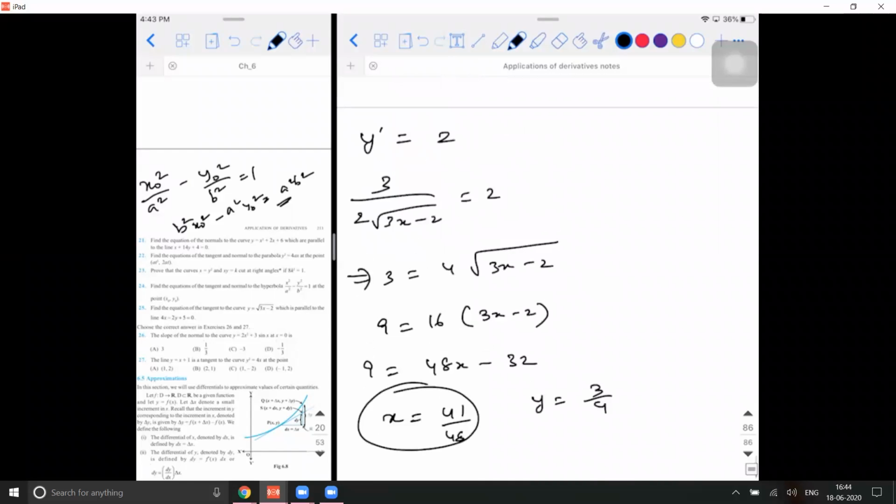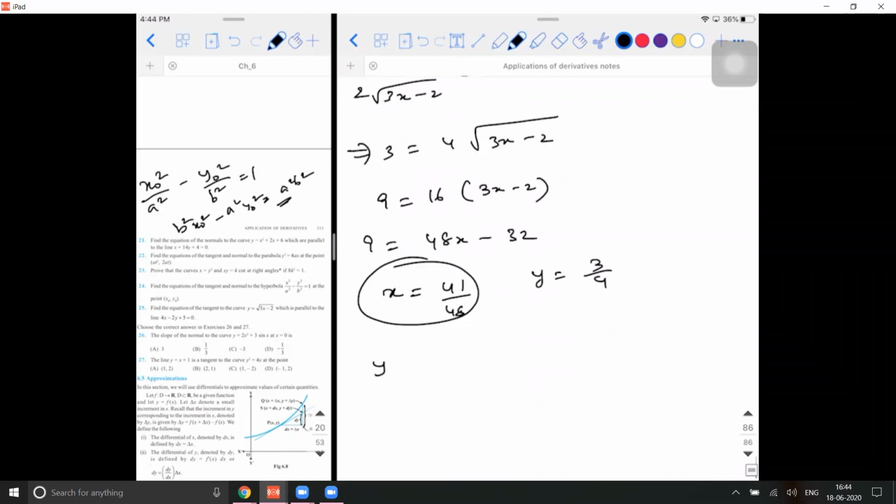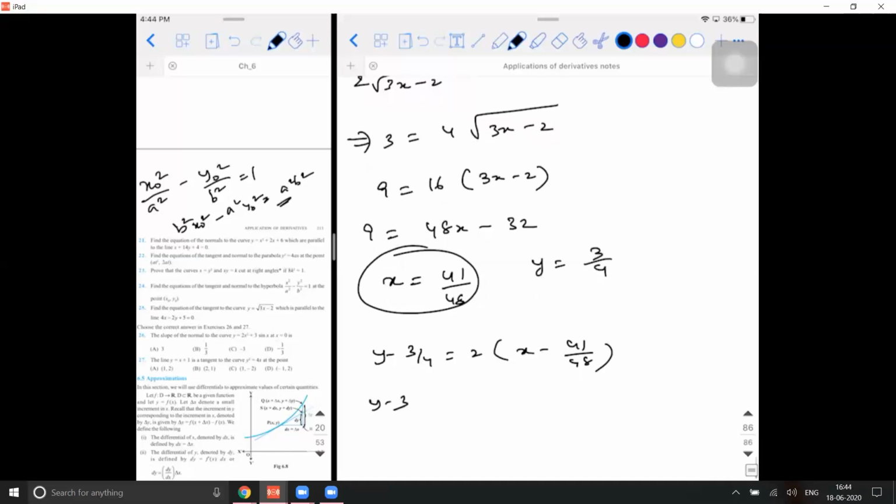So substitute it back. You know the slope is 2. So y minus y1 is equal to m into x minus x1. So y minus 3 by 4 is equal to 2 into 48x minus 41 divided by 48. So it will be 24. So 4y minus 3 divided by 4 will be equal to 48x minus 41 divided by 24. This will get cancelled 6 times.